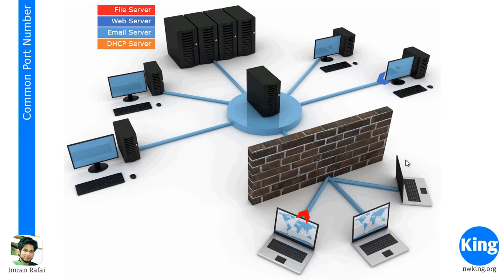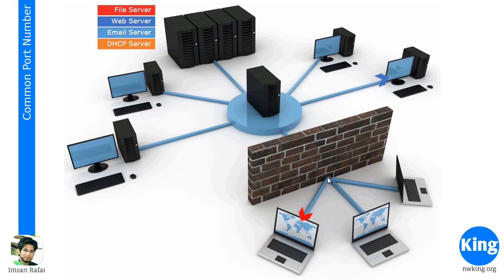Next we'll look at the common port numbers. This is a classic scenario where you have one server, maybe in a data center, with a file server, web server, email server, and DHCP server. If a device communicates with that server, like this red data traffic, that was file server traffic going to a particular application. Now how did that server know which server this traffic was supposed to go to?